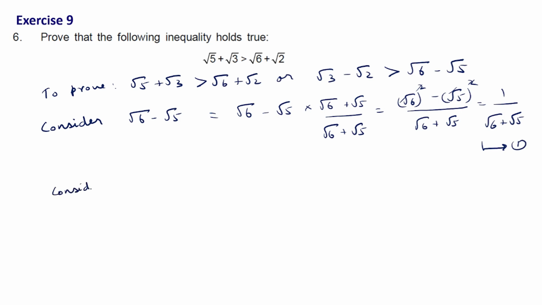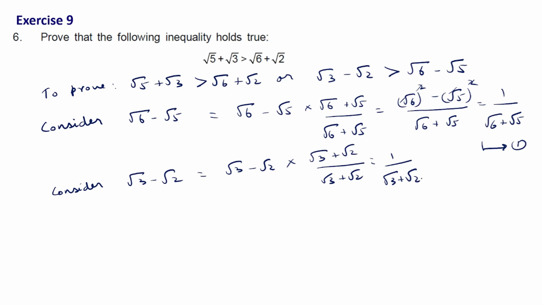And next let us consider √3 - √2. Let us multiply and divide by √3 + √2. So here again we will have (√3)² - (√2)², which is 3 - 2, that is 1, upon √3 + √2. So let us take this as 2.